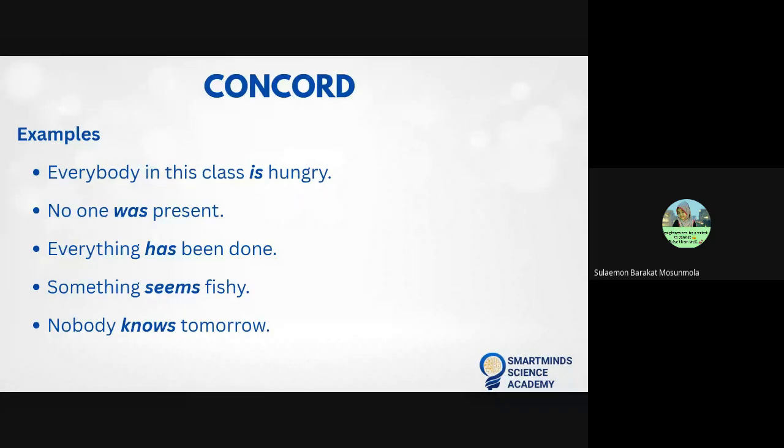Something seems fishy. Nobody knows tomorrow. So you drank only water for sahur. Oh, may Allah bless it. When Allah's blessing is involved, then the water can even sustain you till tomorrow. Don't try it though. Nobody knows tomorrow.